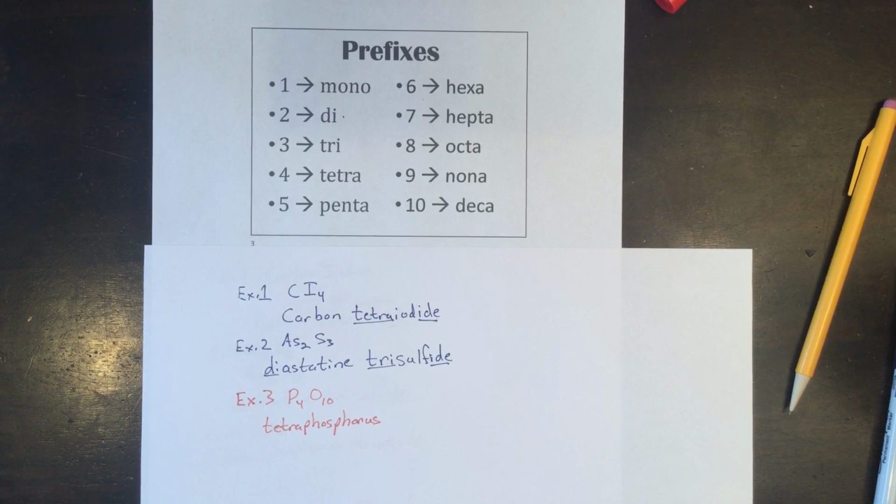If it's the first one, we do not change it. We only put the word with the prefix. And then we have 10. So dec, we drop the A and we put oxide. Okay, you don't have to underline the prefixes and whatnot. I'm just doing it so you could see it.